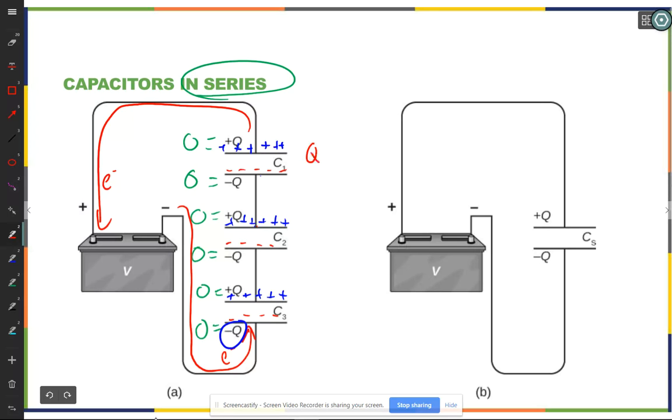Thus, we have Q1 all of them have to have the same charge. So if you have capacitors in series, that's the outcome I'm looking for right here. They have the same charge on each of the capacitors in series. It doesn't matter which capacitor is bigger or which one's smaller. They're going to have the same charge.